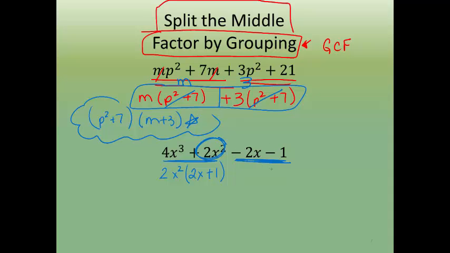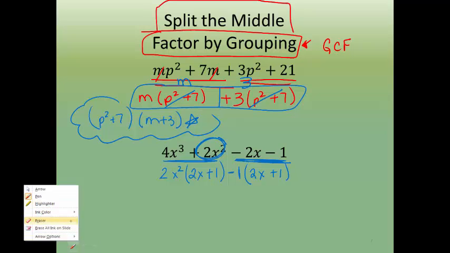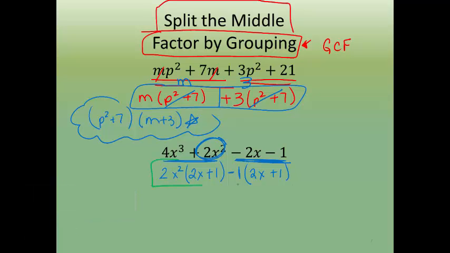Now here, what do they have in common? I would say they have a negative sign in common. They have a -1 in common. And then I'm left with, well, if I just take out a -1, I've got a 2x, and I take out a -1 and I have a 1. Please notice that what I'm left with in parentheses, if factor by grouping is going to work, those parentheses have to be the same.